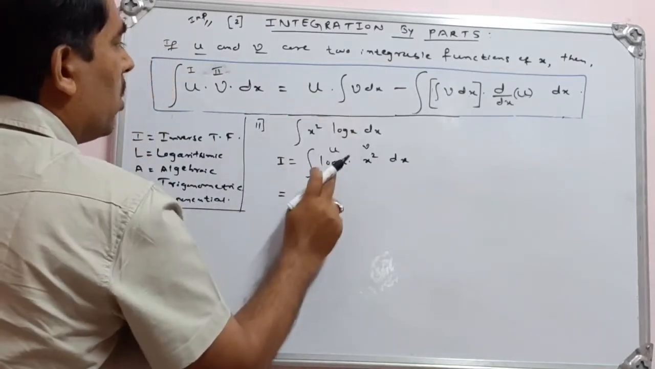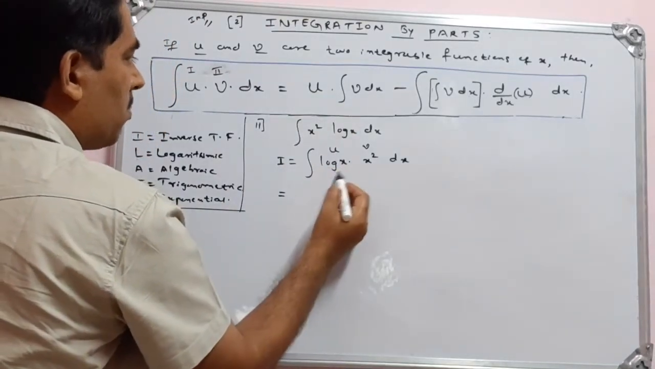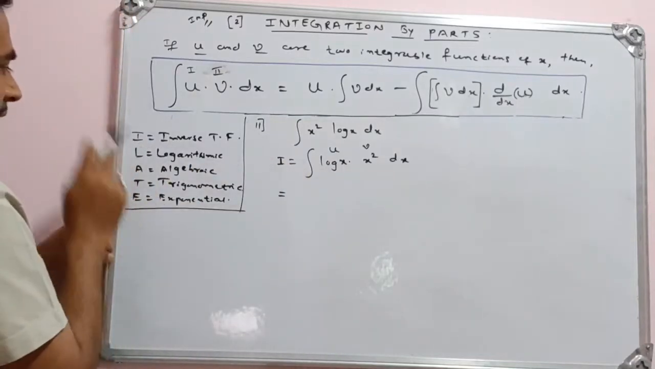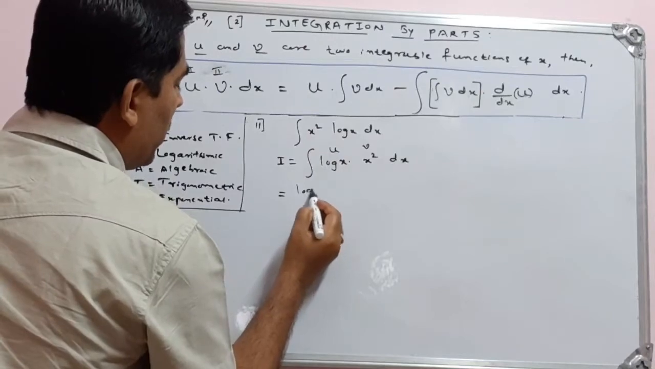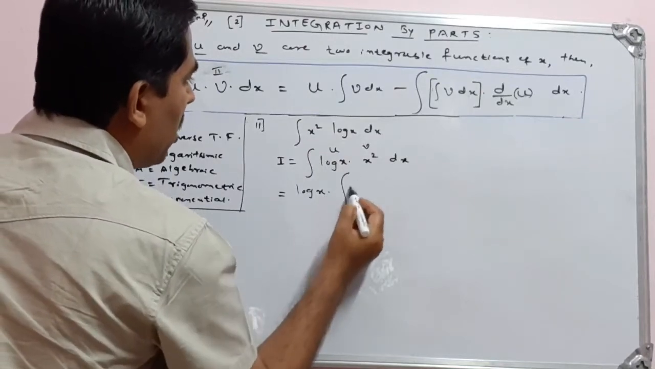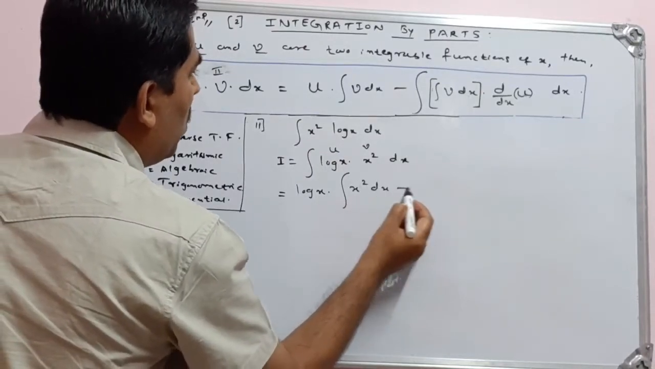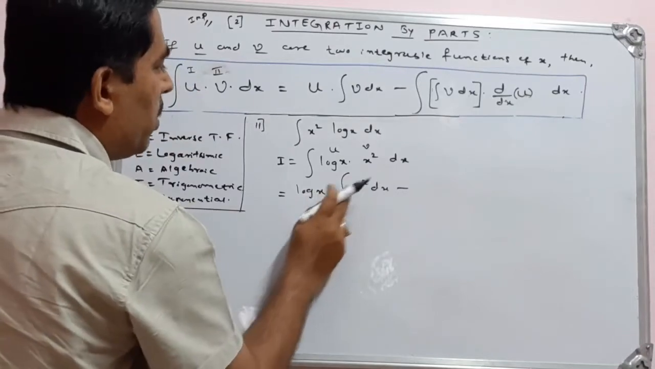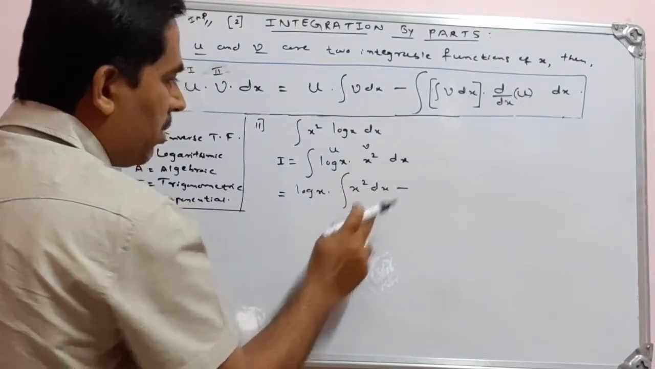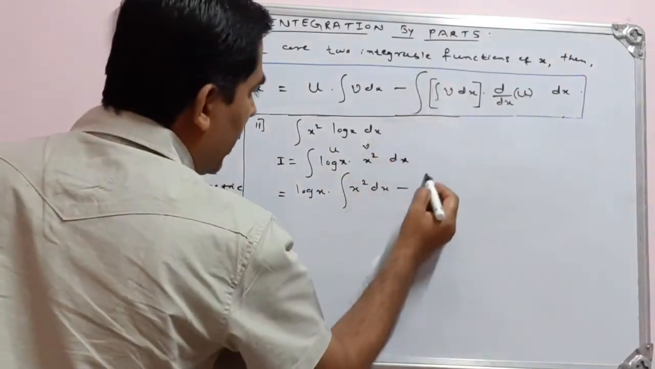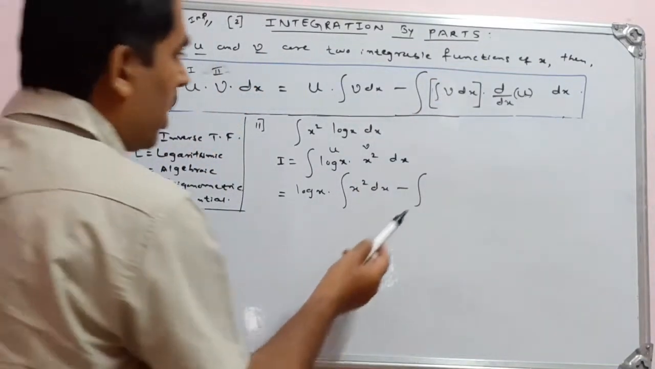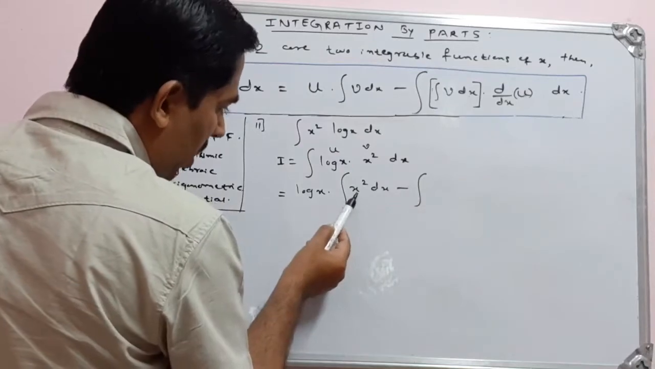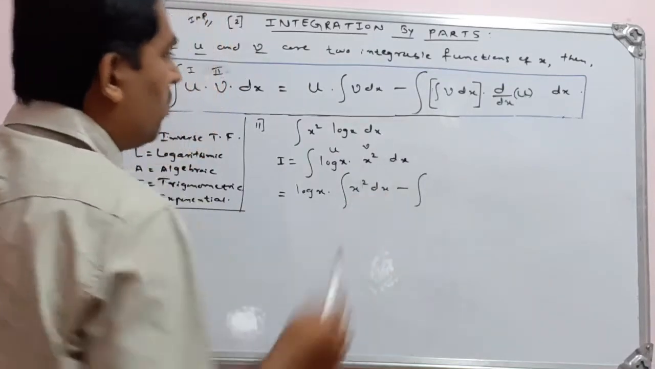Logarithmic function and algebraic function: L, A. Then according to this formula, we will write first function log x into integration of second function. Second function is x square with respect to x, minus integral of... what we have to write? We have practiced this in our previous class. What is the integration of x square? We have to write this inside.